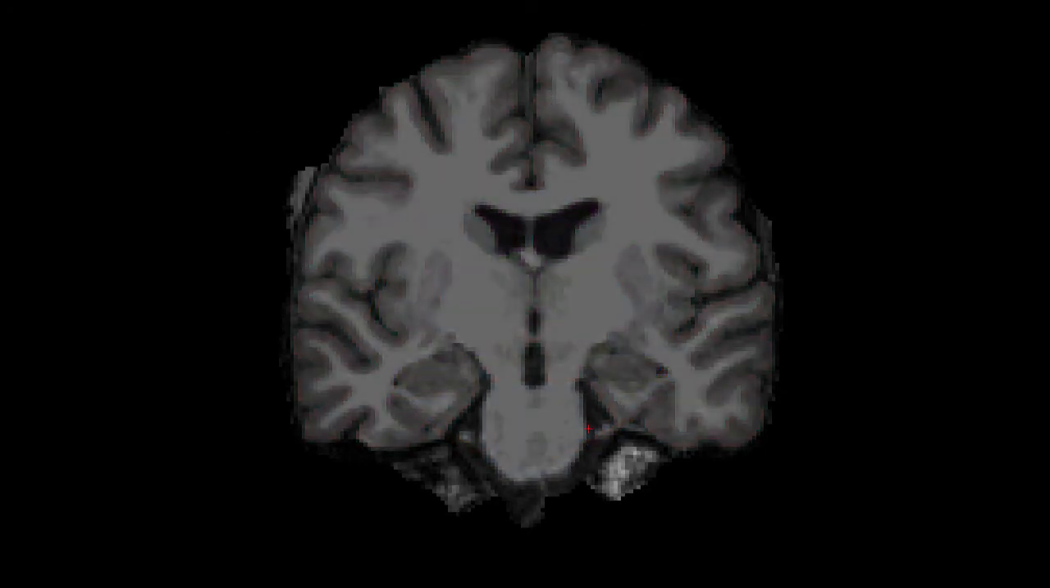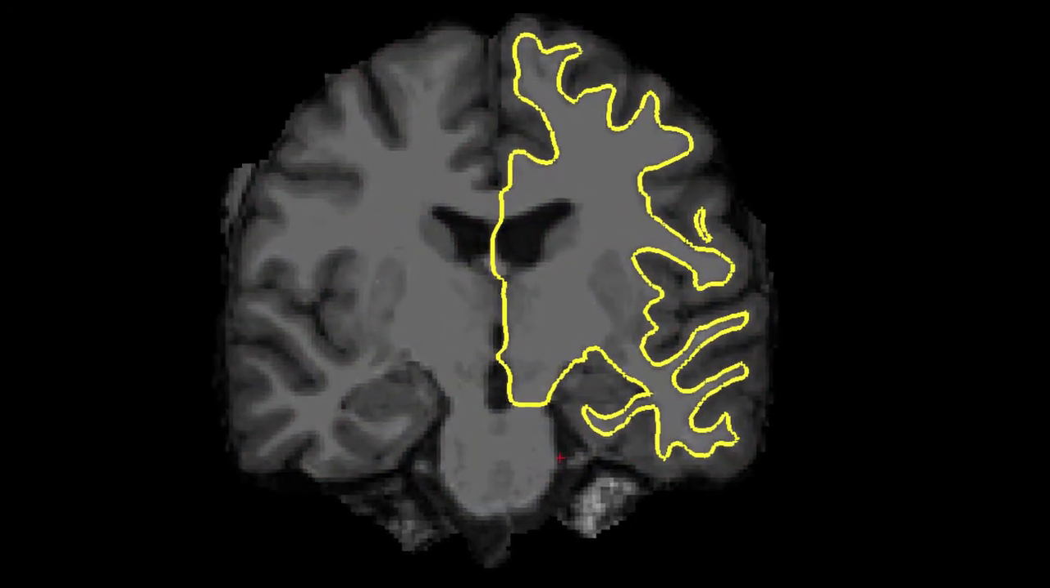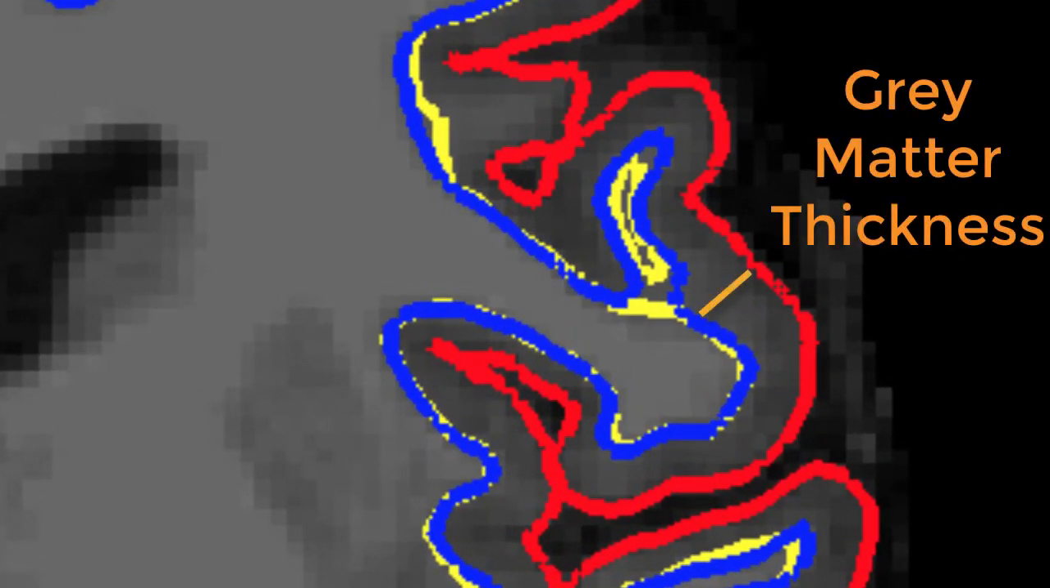Recon-all makes a first pass, or original guess, about where the boundary is between the tissues. This is called the orig surface. It then makes a second, more refined guess about the white matter boundary. This is called the white surface. Once this boundary is established, recon-all expands outward to the outer boundary of the gray matter. This is called the pial surface. The distance from the white surface to the pial surface is the gray matter thickness.